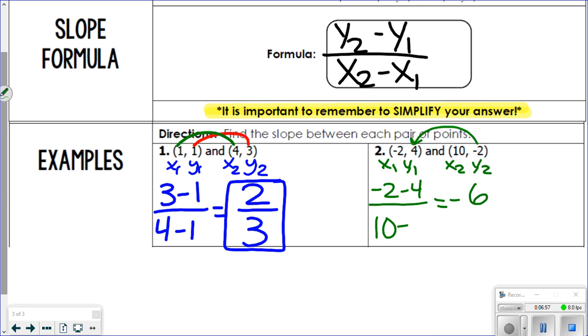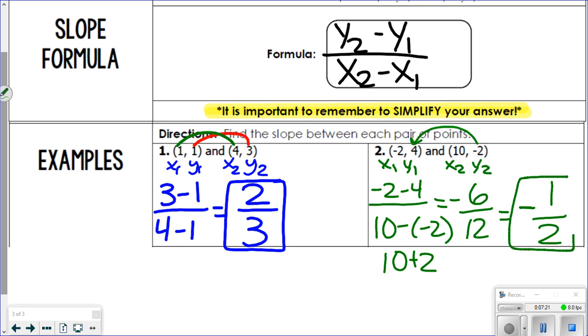10 minus negative 2. The two negatives make a positive. This becomes 10 plus 2, and 10 plus 2 is 12. I have one negative, so I need to keep it negative. I know that 6 divided by 12 can reduce. 6 goes into itself once. 6 goes into 12 twice. So make sure you reduce to a negative 1/2.